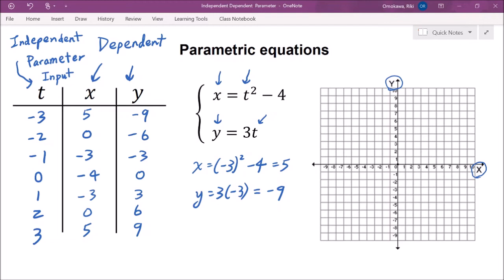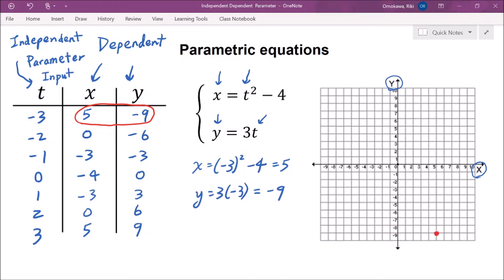But how do we graph this? Know that each xy pair actually gives us a point like before. So this first row, t is -3, x is 5, y is -9. Well, the x and y part gives us a point. So x is 5, y is -9. Where is that? +5, -9. That's this point right here.